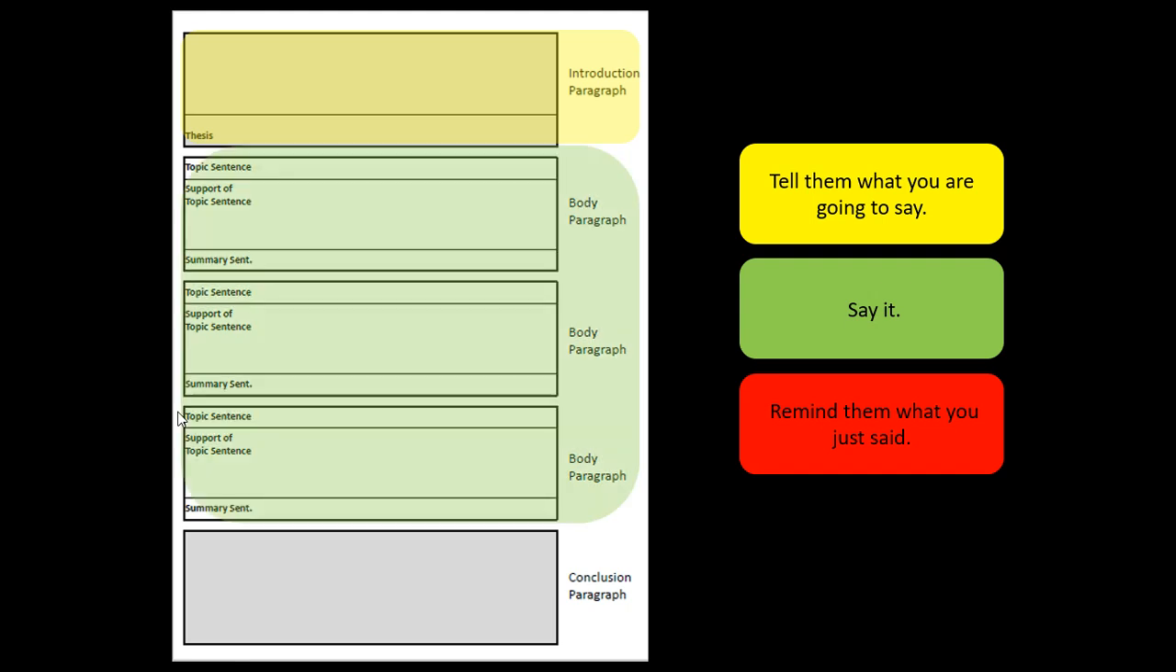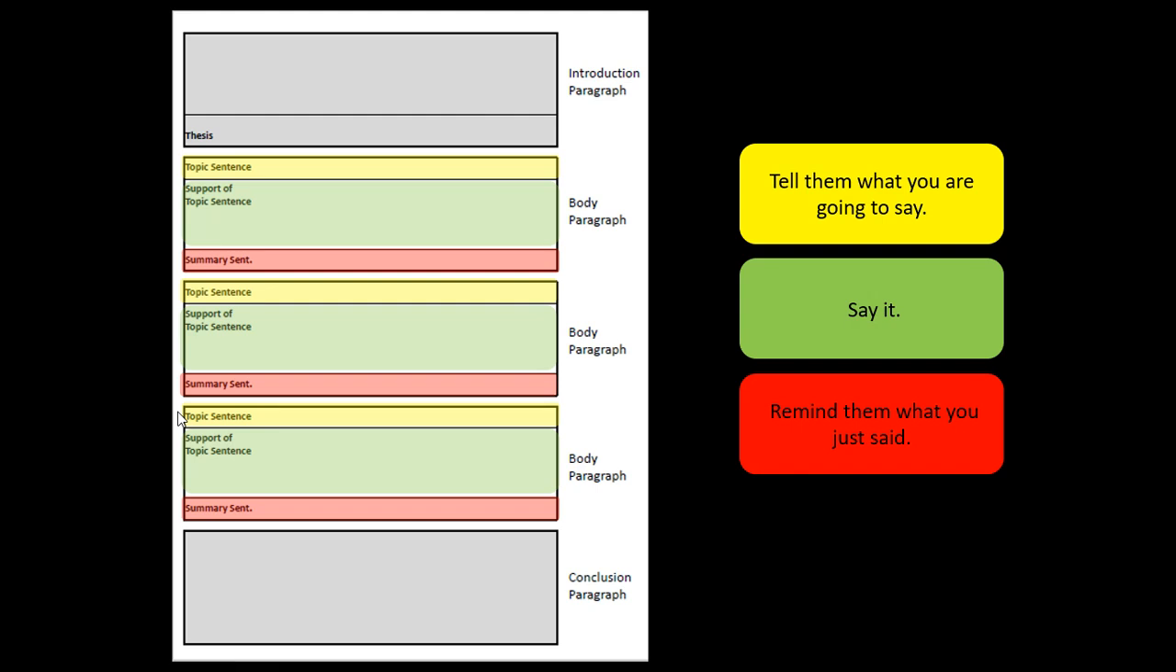Then the body paragraphs, the middle, are actually saying it. You're giving the details and doing the actual work of explaining your points. And then the conclusion paragraph is reminding them of what you just said. So there is this pattern at the big level, the big picture level within an essay. The interesting thing is this pattern is actually repeated within the body paragraphs themselves.